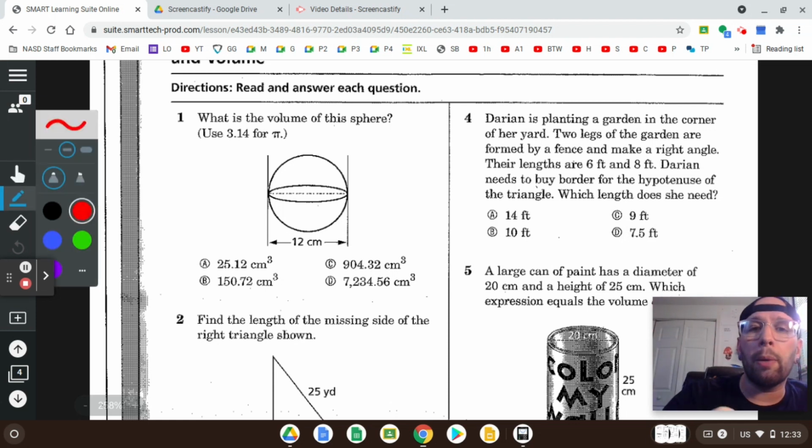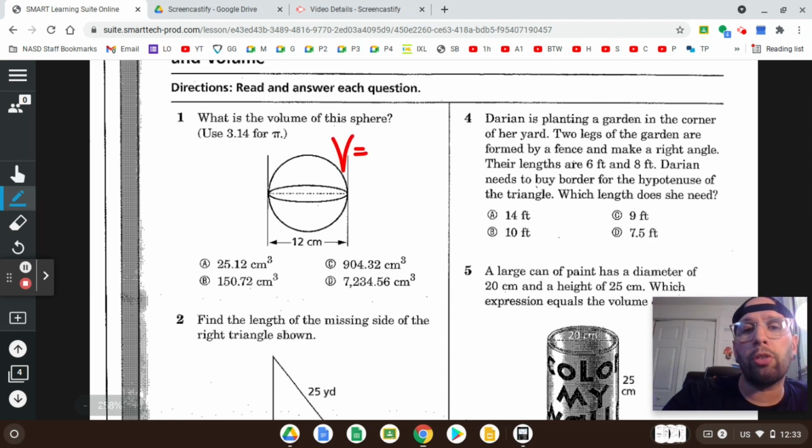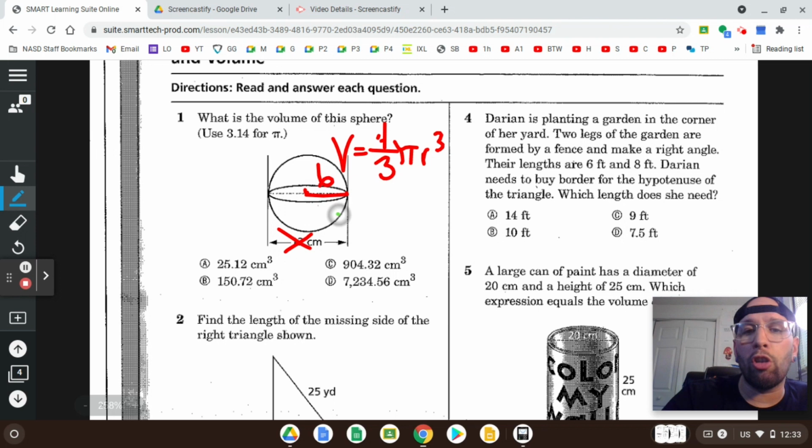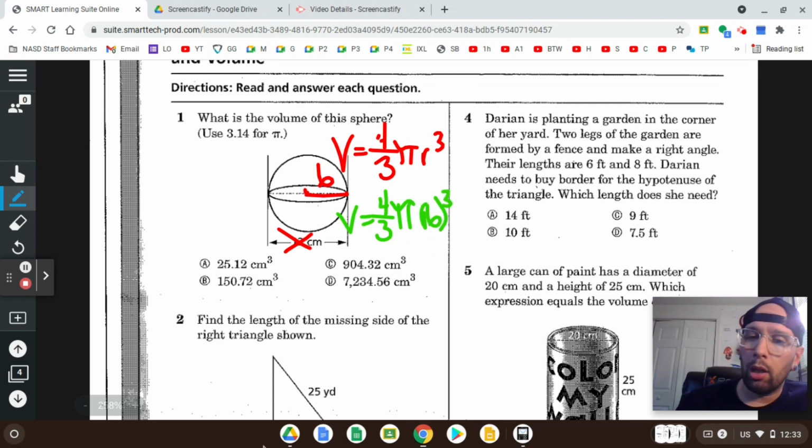This is a sphere, so V equals 4/3 pi r cubed. What's my r? Well, that's my diameter. So my r is going to be half of that, which is 6. So that's my diameter. Divide that by 2, and you get your radius. So my volume is going to be 4/3 pi r, which is 6. That's supposed to be a parentheses, and it looks terrible. Cubed.